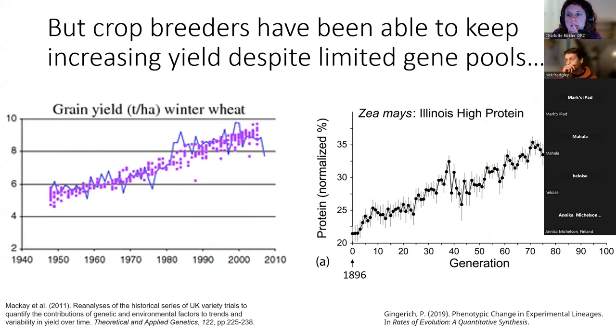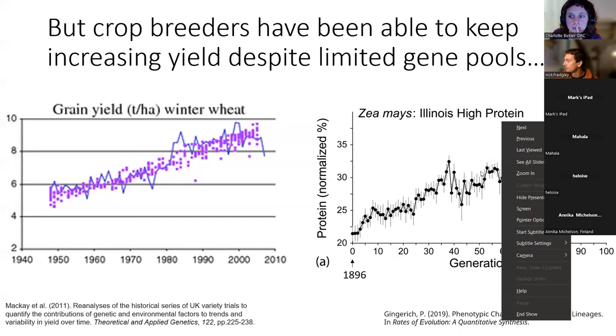And another interesting example, even more clear, is a really interesting long-term experiment that started over 100 years ago, in 1896, the long-term Illinois maize selection experiment. They started with one single outcrossing population of maize, and they just did recurrent selection for high protein content every year. And I think they expected that after a few years it might level off and reach the maximum potential of the population. But they've been going over 100 years and they still keep getting a linear increase in protein content.